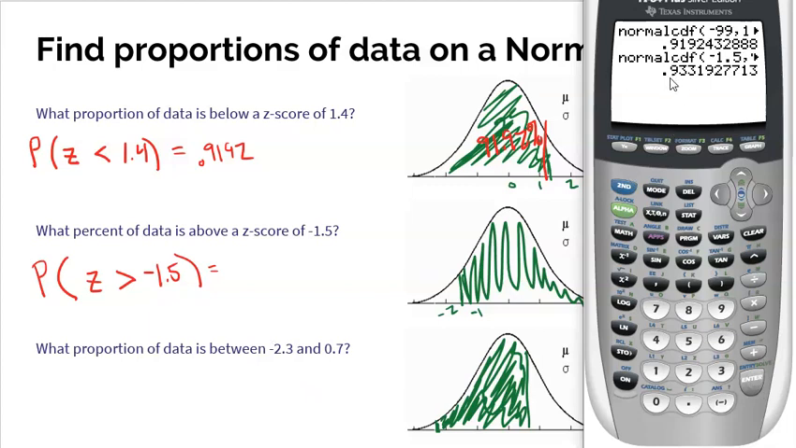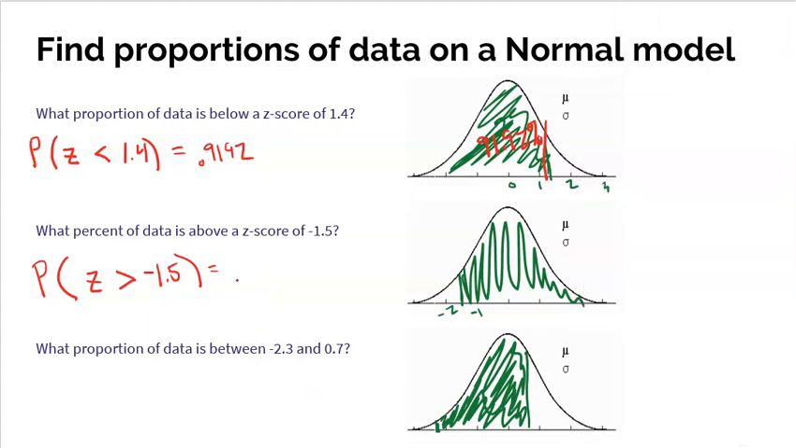All right, and we get 0.939. Make sure you round correctly, so 0.9332. So, you know, here's that negative 1.5 line, and 93.32% of data is above that. All right, what about this one?